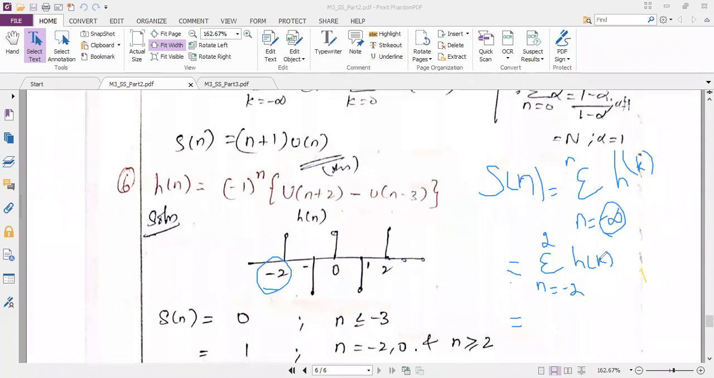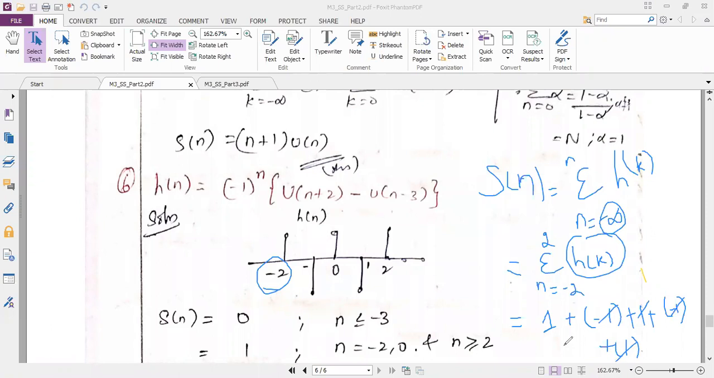At minus 2, the amplitude was plus 1. So plus 1, then plus, at minus 1 the amplitude was minus 1, so it is minus 1. And at 0, the amplitude was 1. At 1, the amplitude was minus 1. And at 2, the amplitude is 1. So what is the answer for this? Plus 1 minus 1 gets cancelled, plus 1 minus 1 gets cancelled. So your answer is 1.